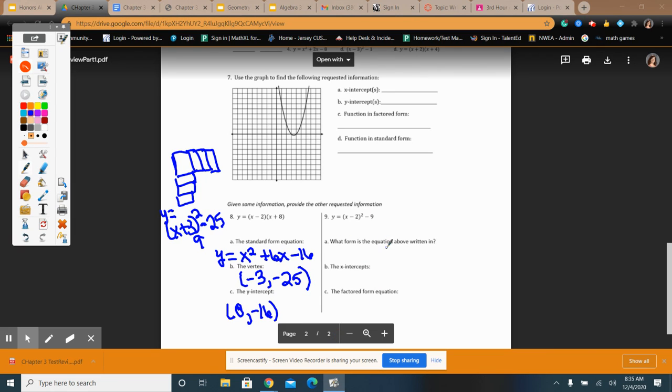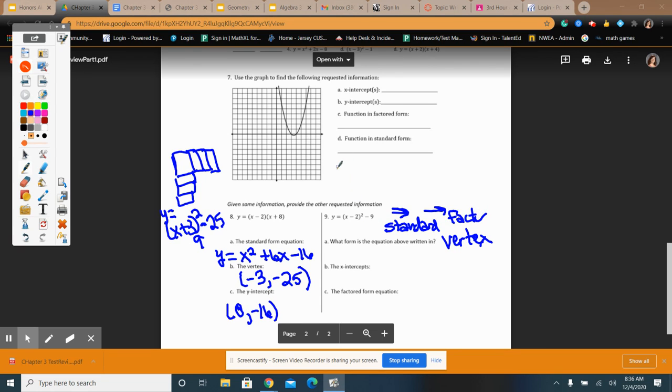Okay, which form is this? That form is vertex form. What are the x-intercepts? Well, I can't tell from this. I would need factored form. So I'm going to go ahead and get this to factored form, which means I have to go to standard first. So first we need to go to standard, and then we can go to factored.